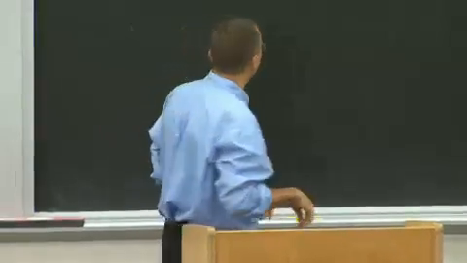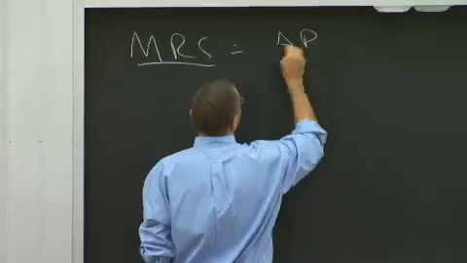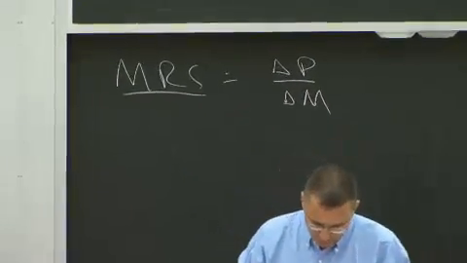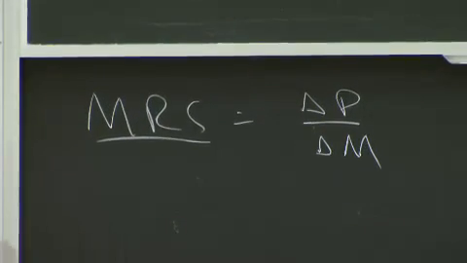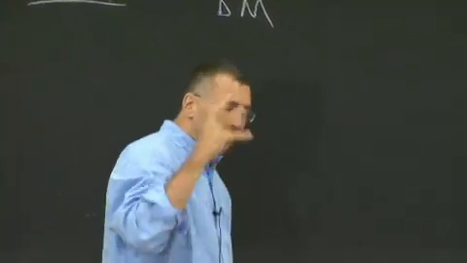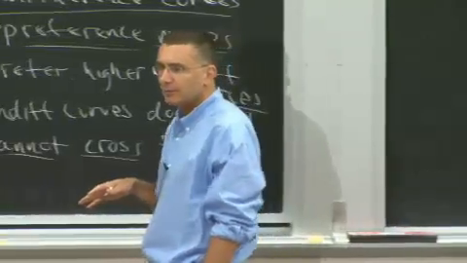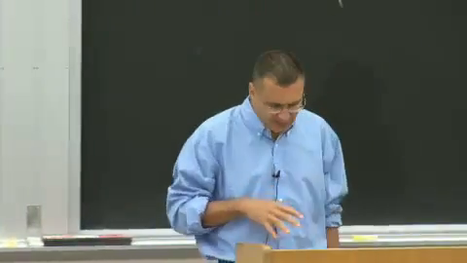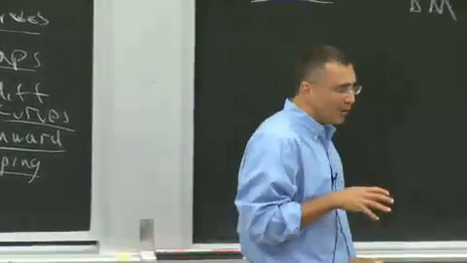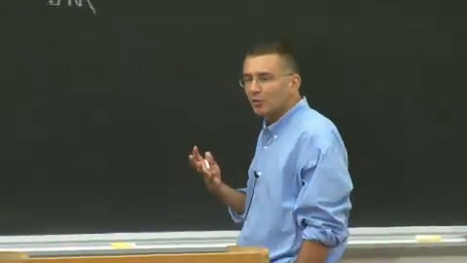Okay? The marginal rate of substitution technically is the slope of the indifference curve. It's delta P over delta M. The slope of the indifference curve is the marginal rate of substitution. Okay? That's what it means graphically. But here's what you have to understand at a deeper level. What it really is, is the rate at which you are willing to trade off the y-axis for the x-axis, the rate at which you're willing to trade off pizza for movies. Okay? So that's what it means intuitively.